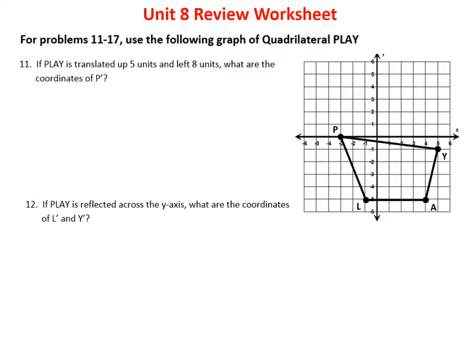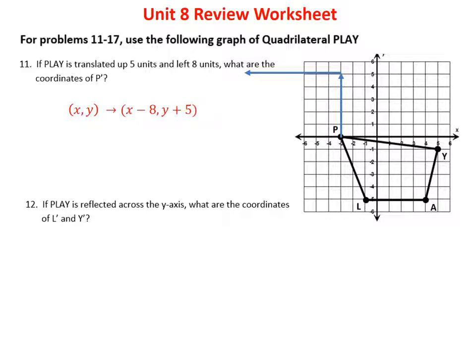In problem 11, we're asked to look at the quadrilateral PLAY, and it says it's translated up 5 units and left 8 units. What are the coordinates of P prime? Well, if I look here at P and go up 5 and over 8, you see it's off the graph. So I either need a bigger piece of graph paper, or I may just want to use the coordinate notation.